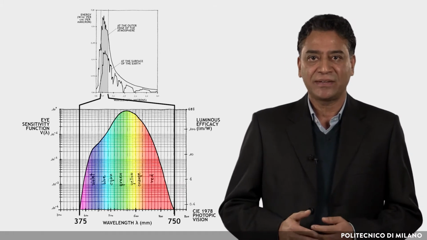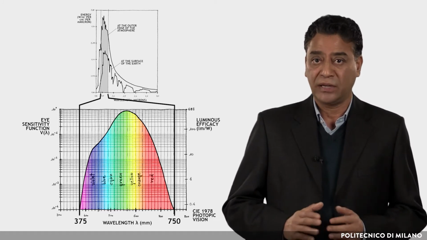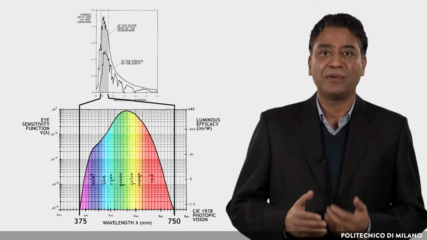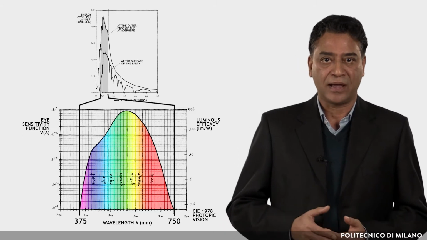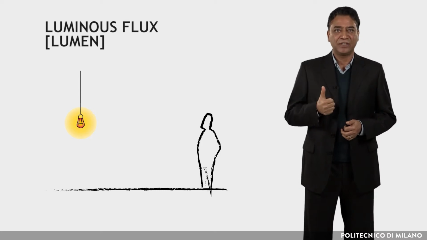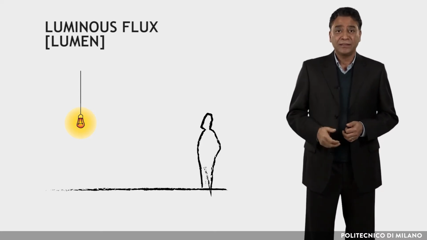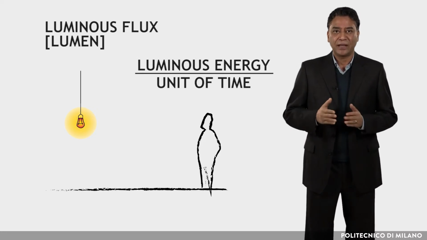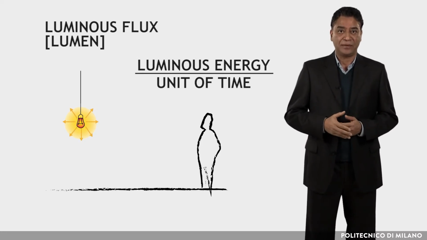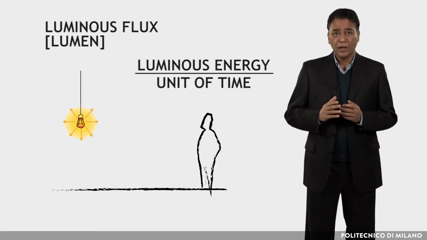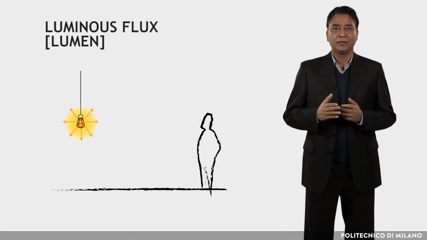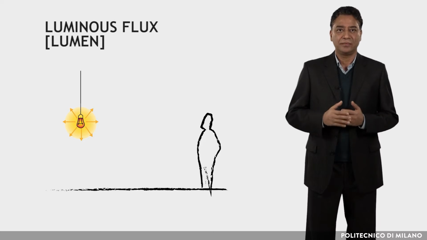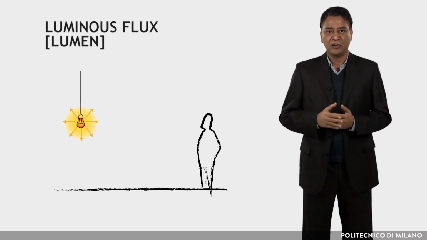Good lighting should be based, whenever possible and appropriate, on natural light, of course supplemented when necessary by artificial light. In order to talk about light, we have to introduce the fundamental measuring units. The first one is luminous flux. The unit is lumen. This quantity indicates the amount of luminous energy emitted per unit of time from a source. Luminous energy means radiant energy emitted in the range of 380 to 780 nanometers.